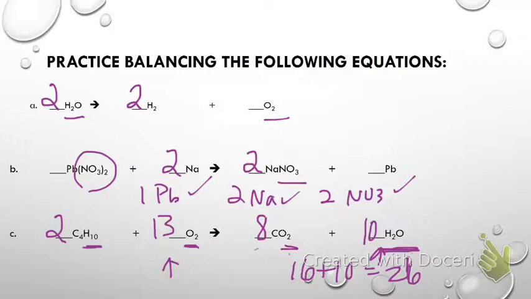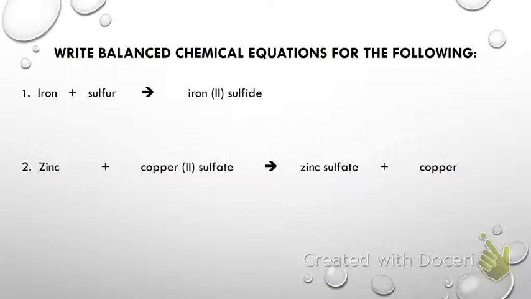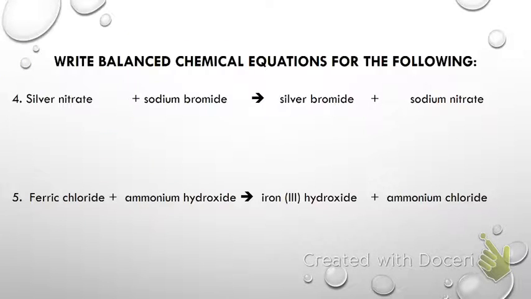All right. So that's how you just straight out balance it. These are going to be practicing writing them out. So this is where knowing your pink sheets and knowing your ions is going to help. Okay? So in this case, iron, how do I write iron by itself? Fe.